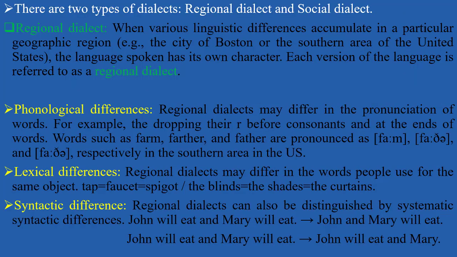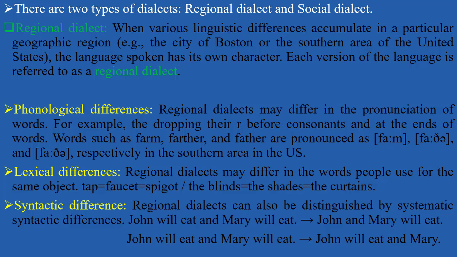There are two types of dialects. So we have regional dialect and social dialect. Regional dialect is when various linguistic differences accumulate in a particular geographic region. For example, the city of Boston, the southern area of the United States, the language spoken has its own character. Each version of the language is referred to as a regional dialect. So basically, a regional dialect is a dialect that is associated with a certain region.